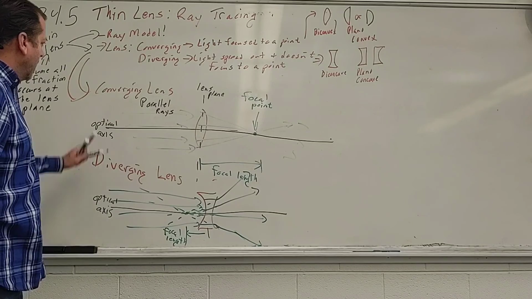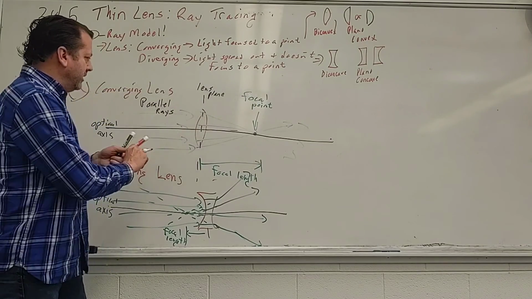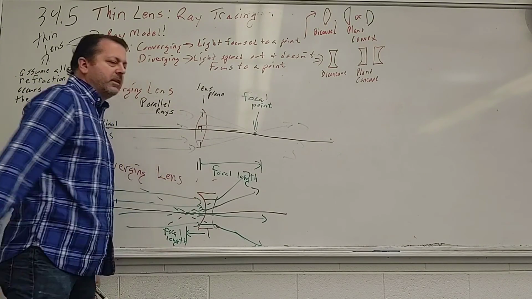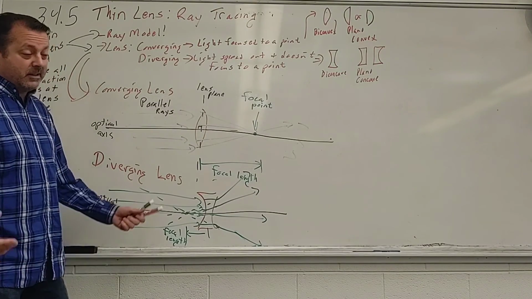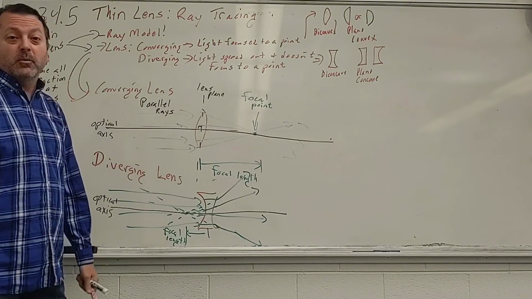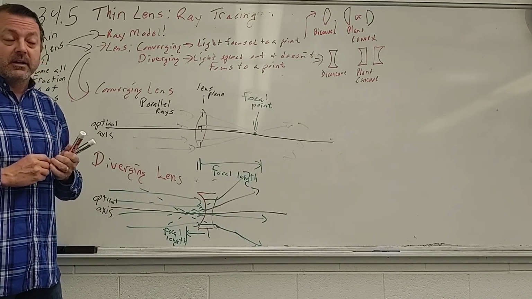Now, optical axis, lens plane, of course you also want these to be perpendicular. Why? Thin lens theory doesn't work if it's not perpendicular, okay?